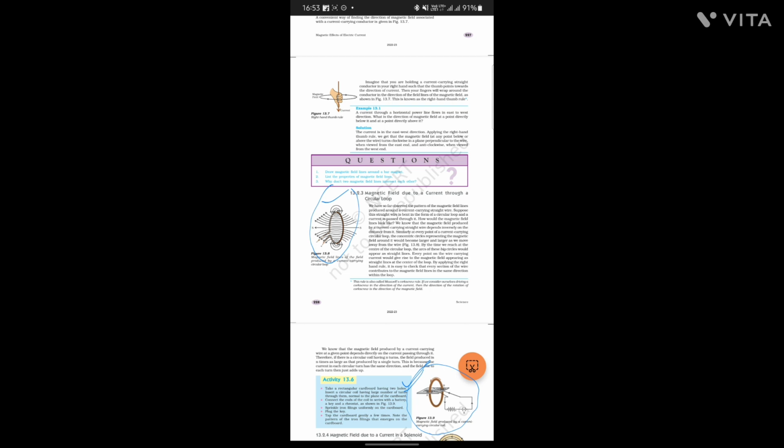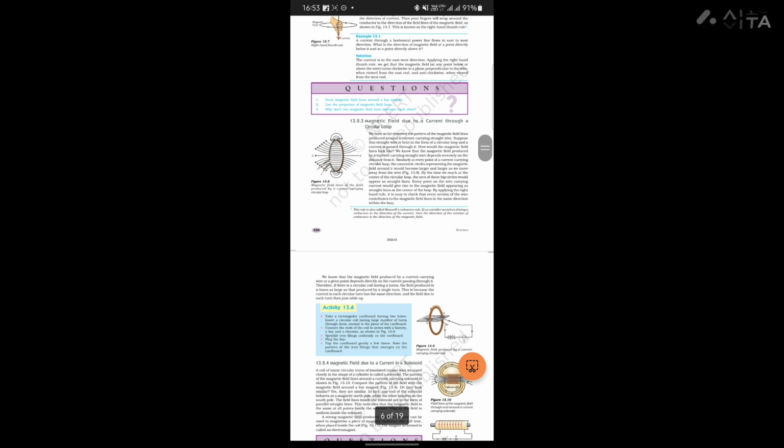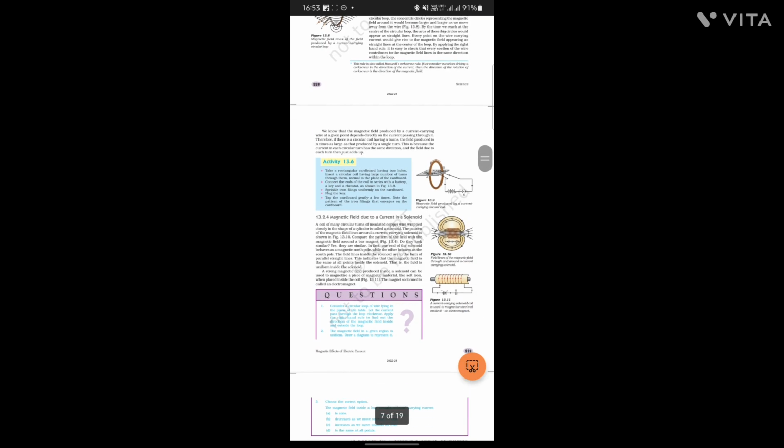from your circular loop. Those are some of the factors on which the magnetic field strength depends, and you must be clear about that. Okay, how it is directly related or inversely related. How can we increase the strength? How can we decrease the strength? Again, that becomes an important question.